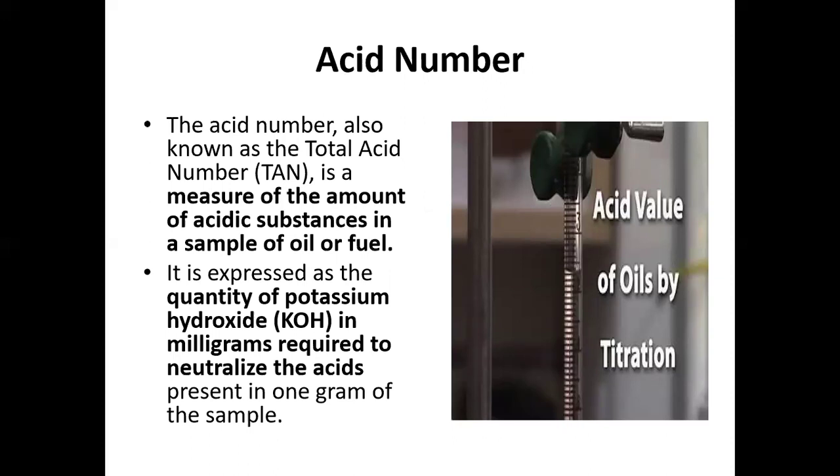Now, the opposite of base number would be our acid number. The acid number, also known as the TAN or total acid number, is a measure of the amount of acidic substances in an oil sample or a fuel sample. It is expressed as the quantity of potassium hydroxide, KOH, in milligrams required to neutralize the acids present in 1 gram of the sample. So take note, this is the quantity of potassium hydroxide to neutralize the acid.